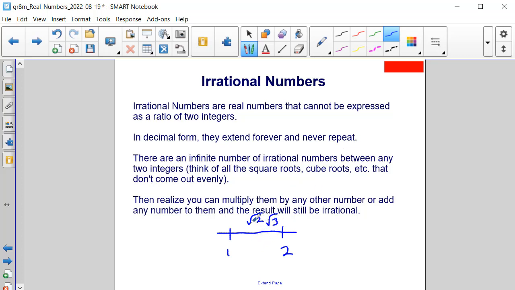And you could put those over fractions, like you could do the square root of 2 divided by 2, and that would be closer to 1. And then you realize that you can multiply your irrational numbers. For example, I'll do another one, the square root of 5, by any other number. For example, an integer. If you multiply 2 times the square root of 5, that's still irrational. Similarly, if you did 1 plus the square root of 5, that's also going to still be an irrational number.